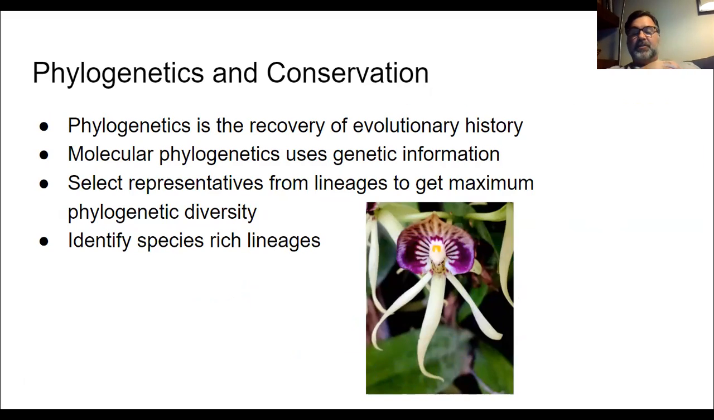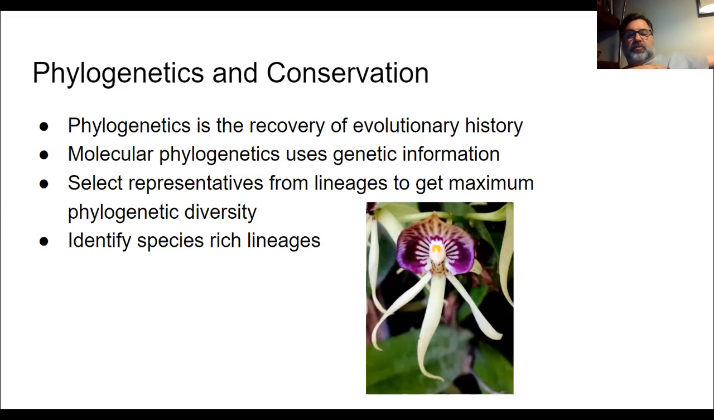All right, phylogenetics and conservation. So phylogenetics is the recovery of evolutionary histories, creating phylogenetic trees. Molecular phylogenetics uses genetic information, mostly, to recover evolutionary histories and create a topology, which is the branching patterns. And you also get branch lengths, which tells you how much divergence there's been.